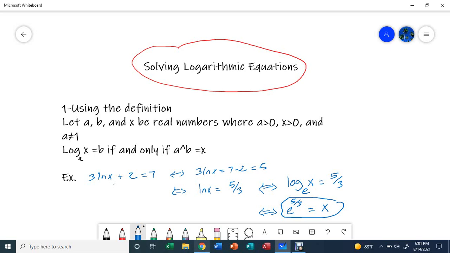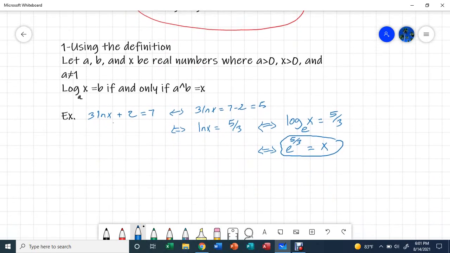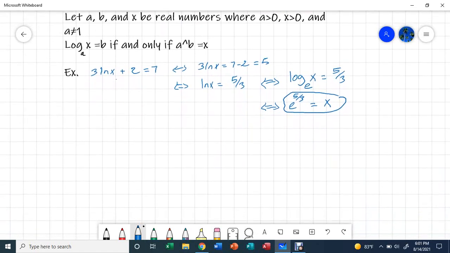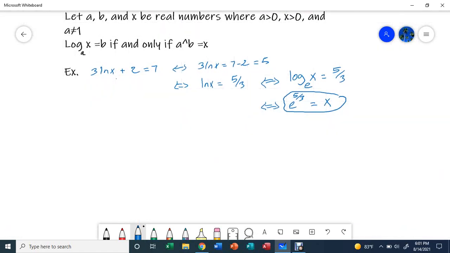Let's try one more example using the first technique, the definition of log, and we try to solve the following problem: 2 log of x plus 1 equals 10. Now let's divide both sides by 2. So I get log of x plus 1 equals 10 divided by 2, which is 5.